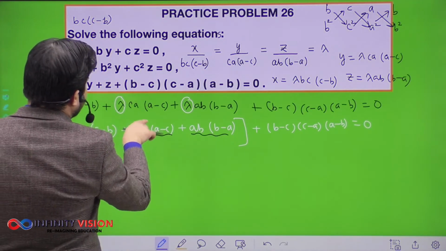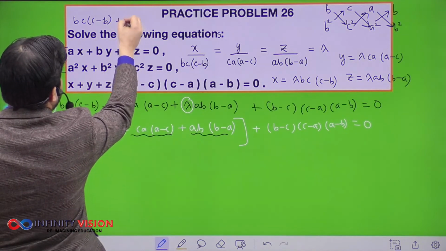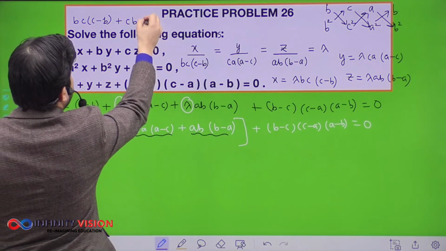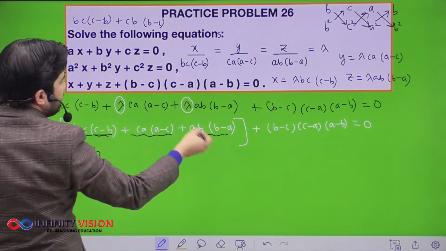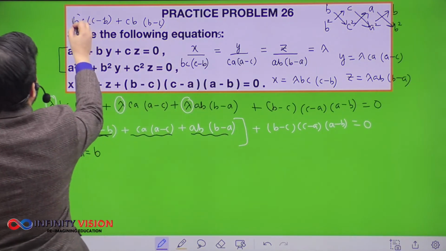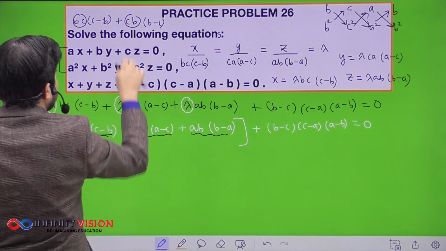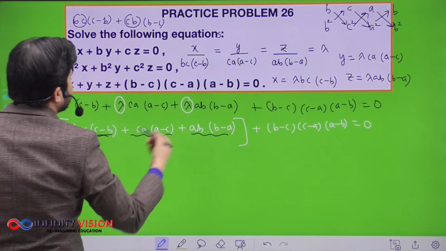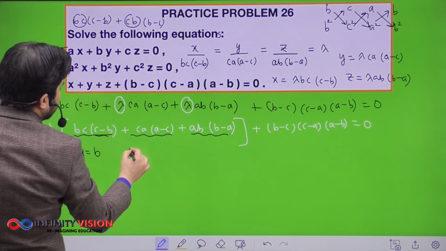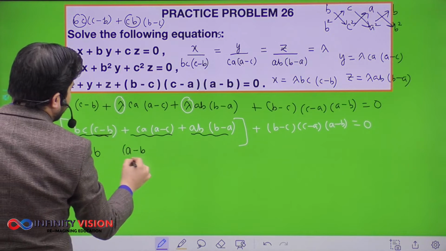I'll replace a with b, so the second term would become cb into b minus c, and the third term would evaporate, and again I see bc and cb common, so it will cancel out. So I can say the whole expression would become 0. So I can say this is a minus b is one of its factor.